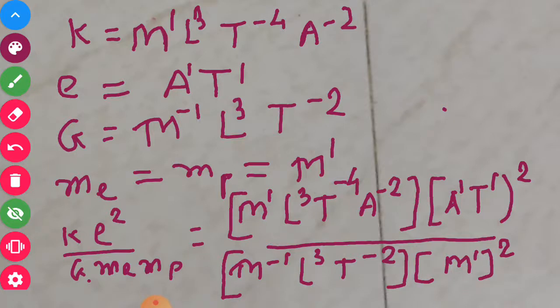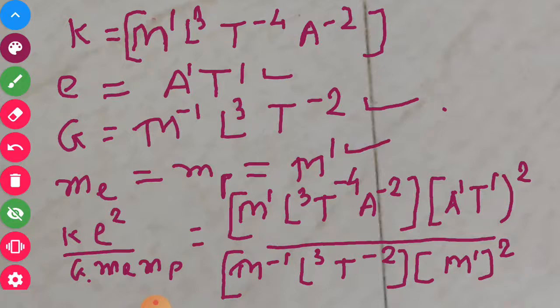Now these are the values of constant k, which is appearing here in this equation. k has the dimensional formula M¹L³T⁻⁴A⁻², which we found at the time of discussion of theory. Then e is charge. Charge has the dimensional formula A¹T¹. G is the gravitational constant, and its dimensional formula, which we studied last year, is M⁻¹L³T⁻². Then Me and Mp are the masses, so their dimensional formula will be M¹.